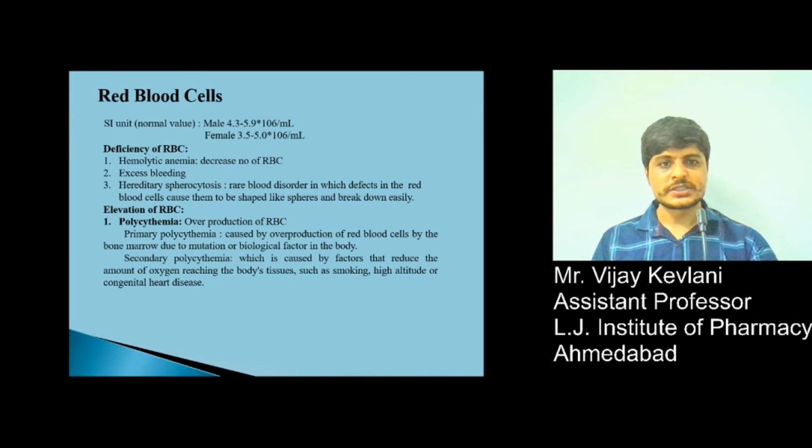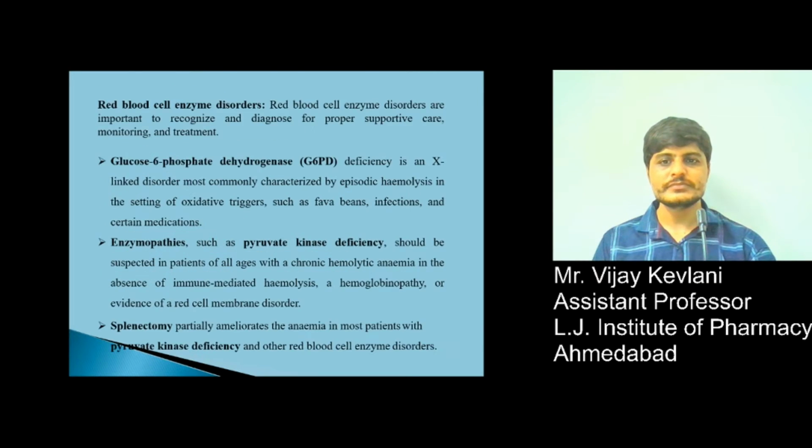Elevation of RBC is known as polycythemia, and that is overproduction of RBC. It could be primary polycythemia or secondary polycythemia. Primary polycythemia is caused by overproduction of red blood cells by the bone marrow due to mutation of biological factors in the body. Secondary polycythemia may be due to smoking, high altitude, or congenital heart disease.